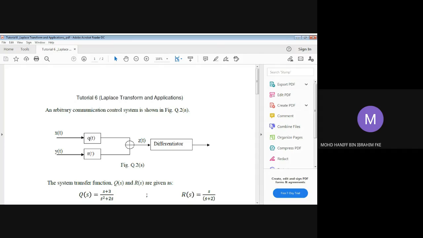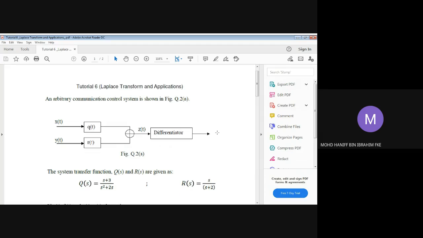Tutorial 6 of Laplace Transform. This is the question that has been posted in your Google Classroom. For information, these tutorial questions were actually excerpts from the previous tests and final exam questions. I made it just for you to make yourself familiar with these problems related to the Laplace transform and its applications. Then let's have a look at these questions.